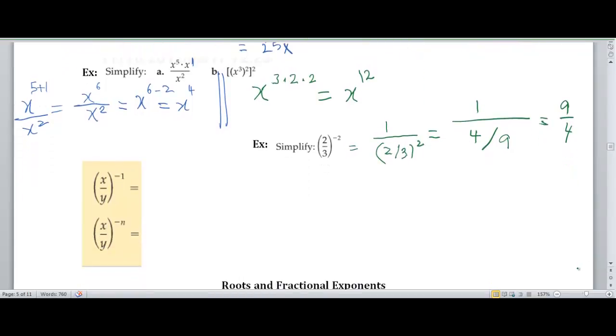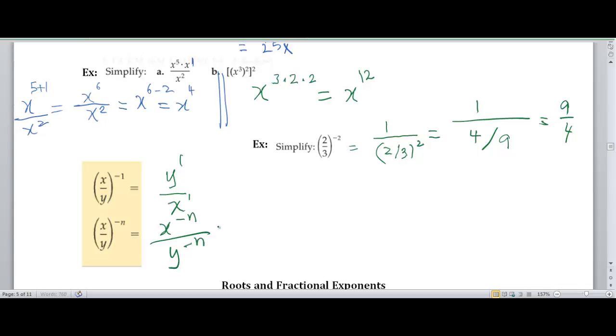We can generalize this and say x over y to the -1 is y over x, y to the 1 over x to the 1. In general, when you have x to the -n over y to the -n, how did I know that? Because it's x to the -n over y to the -n.